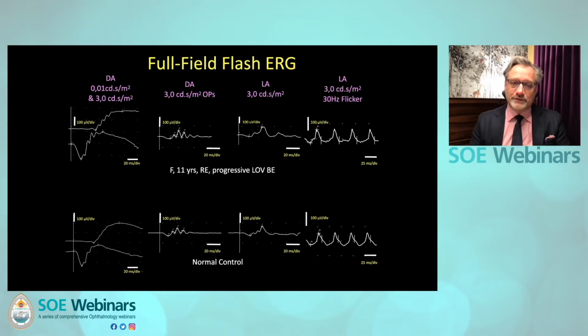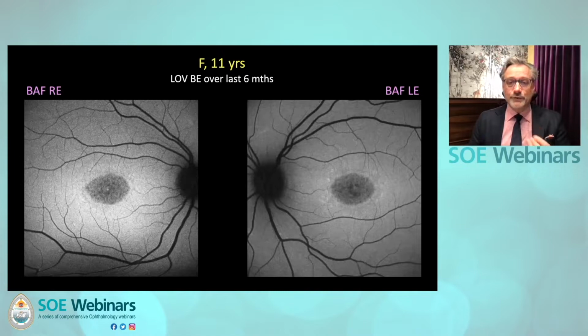We do a full-field flash ERG, normals at the bottom for you to compare. At the top, you can see that the traces are essentially normal. So the generalized retinal function is normal. But if you zoom in over time into the central macula, you can start to see the white flecks appear in the maculae around the center, where you can see that white flecks start to pop up on this blue light autofluorescence image.